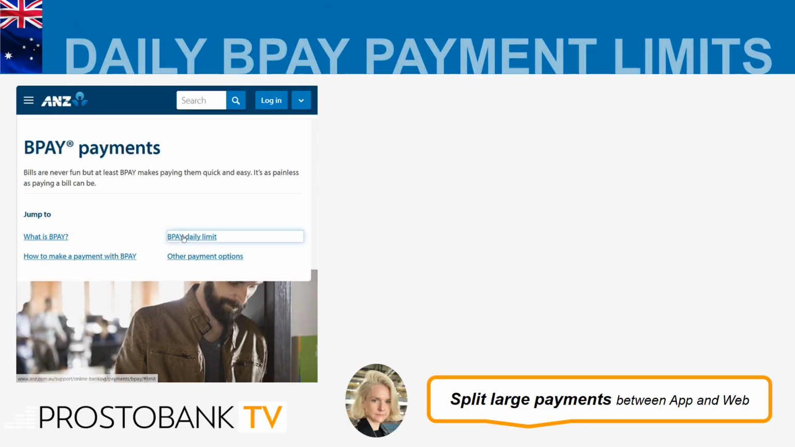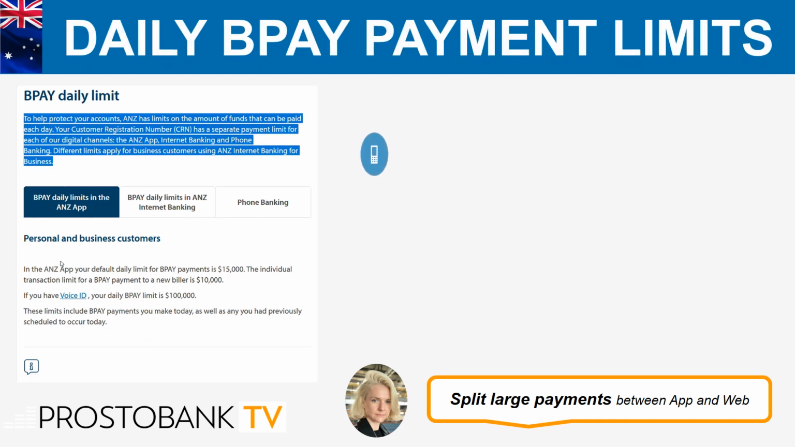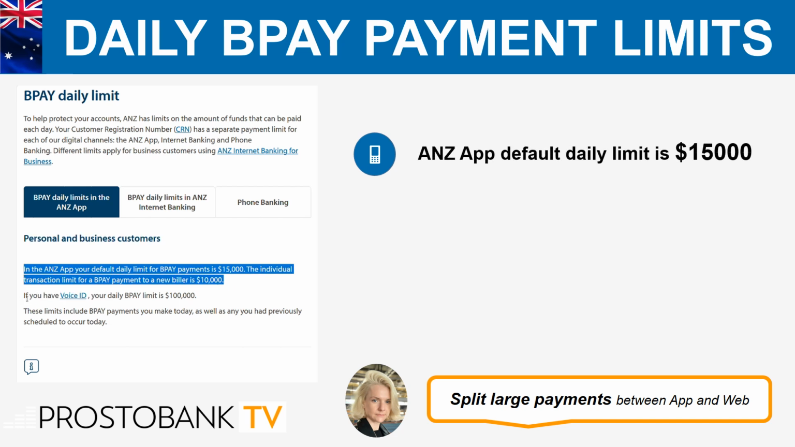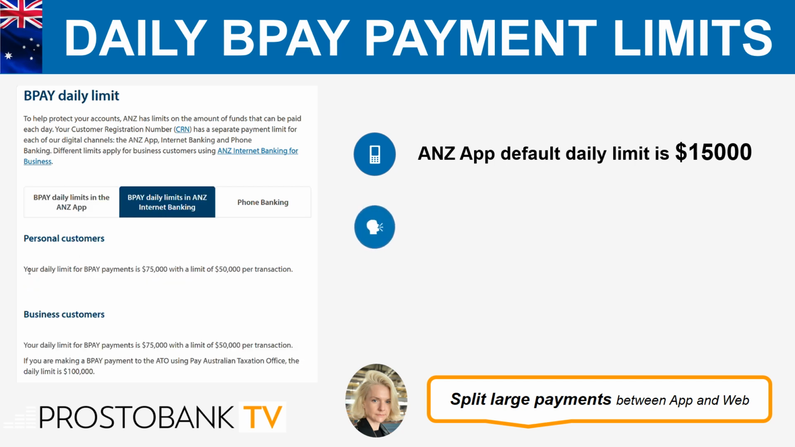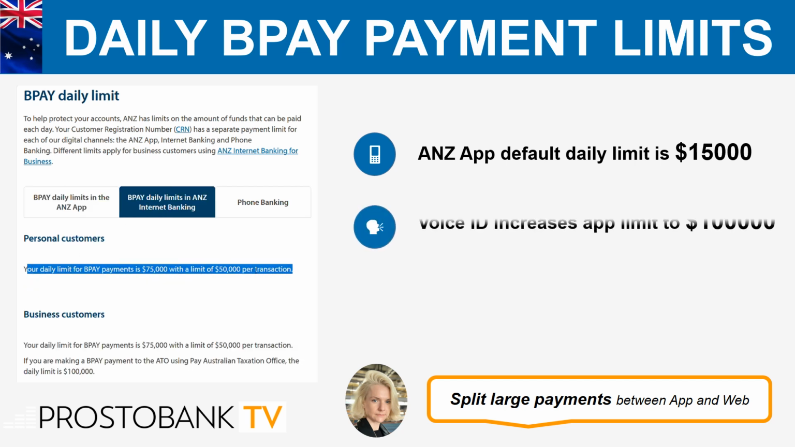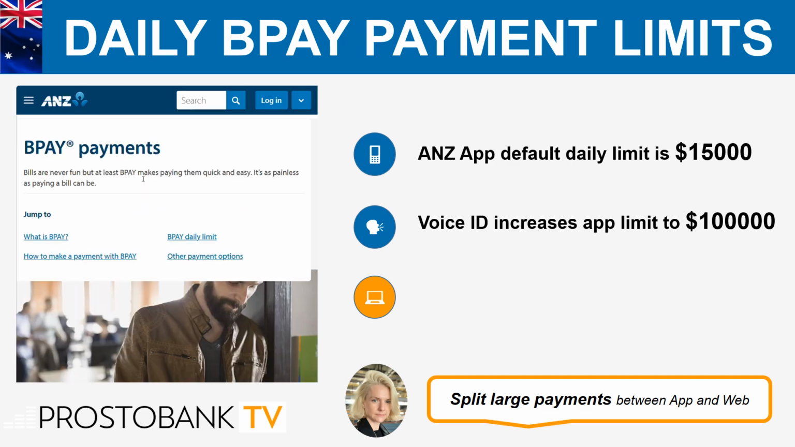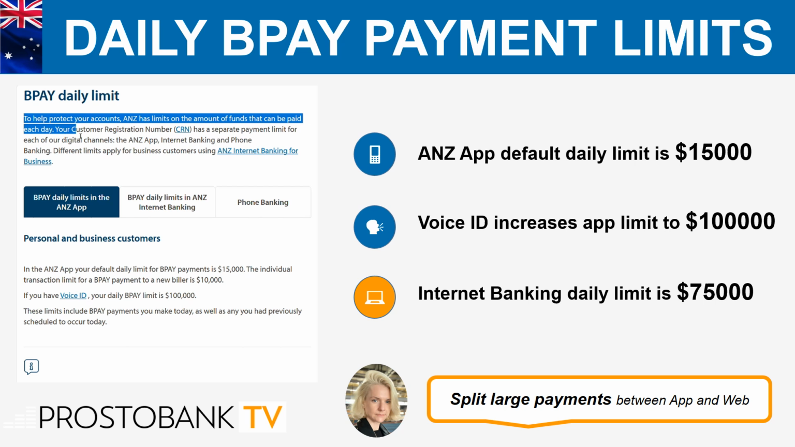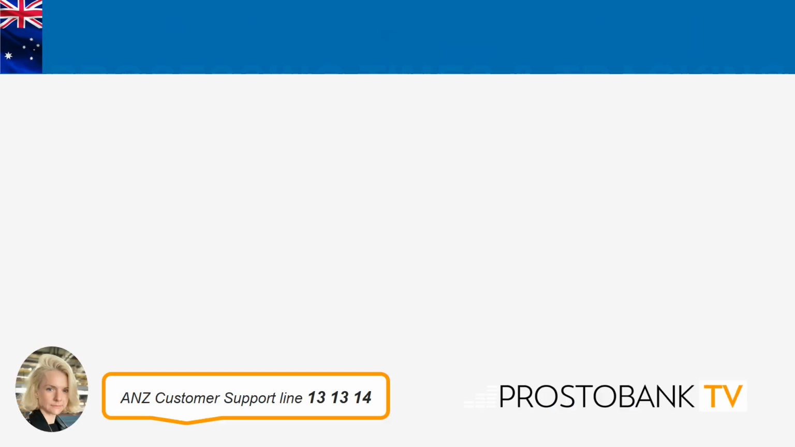Let's discuss daily BPAY limits, which depend on the digital channel you use. In the ANZ app, your default daily limit is $15,000, with a $10,000 cap for first-time billers. Practice shows that activating Voice ID increases your app limit up to $100,000 daily. In internet banking, your personal limit is $75,000 per day, with a $50,000 per transaction cap. As an insider hack, if you need to pay a larger invoice, you can split the total amount between the mobile app and web banking on the same day.